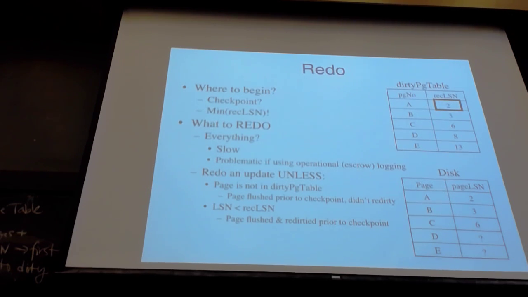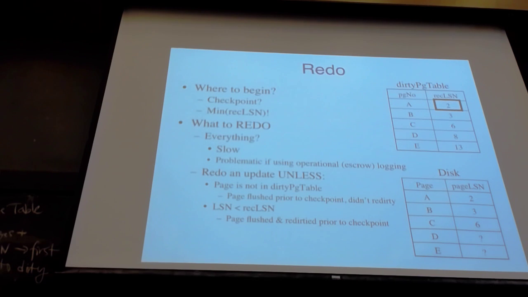But if a page, I'm reading along, right? And so imagine that I read a log record where LSN 4, instead of being a checkpoint or something, was an update to page C. So if the log record is an update to page C, I would look at the dirty page table, and I would see that the entry for C is 6. So I'm looking at LSN 4, right?